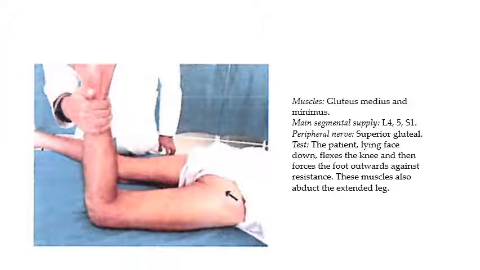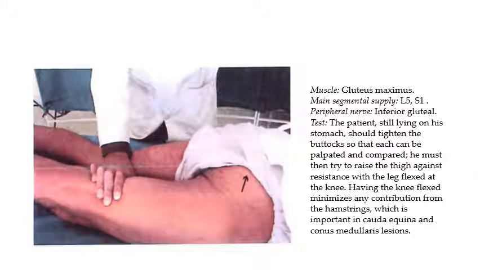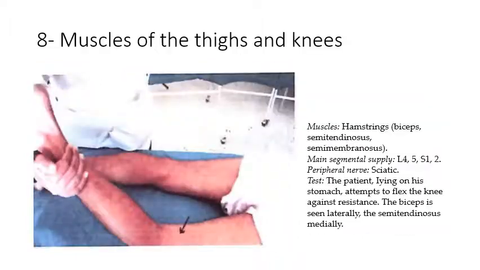They are tested by asking the patient to lie on his face and flex his knee and then try to abduct the hip outwards against resistance. Also, the muscles abduct the extended leg. Gluteus maximus is the main extensor of the hip, and it's supplied by L5-S1 and the inferior gluteal nerve. It's examined by asking the patient to extend his thigh against resistance.